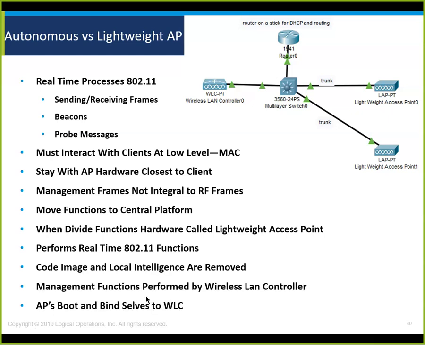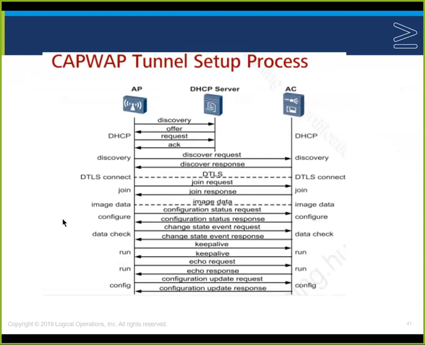The management functions are performed on the LAN controller, and the access points boot and bind themselves to the wireless LAN controller. This is back to the process that we talked about with the CAPWAP tunnel, that they would identify or authenticate themselves with a pre-installed certificate that authenticates them as a Cisco device. I wanted to say Microsoft, as a Cisco device. So it becomes valid, and allows connection, and then all of the joining process will happen automatically. And CAPWAP, control and provisioning of wireless access points. You'd think I could remember that, but CAPWAP, control and provisioning of wireless access points.